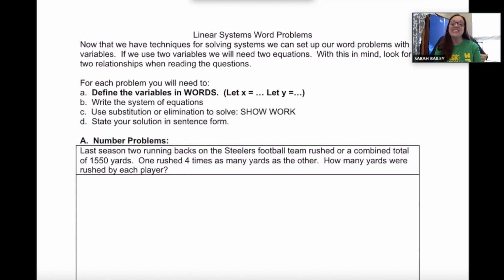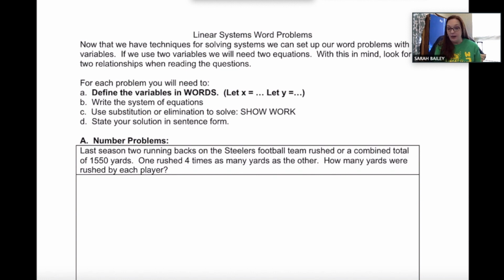Hi. In today's lesson, we're going to talk about systems of equations, word problems. So essentially, you'll be given a word problem. You're going to set up a system to solve the word problem and use that system to get your answer. It's really that simple. So each of these problems will lend itself to two equations.